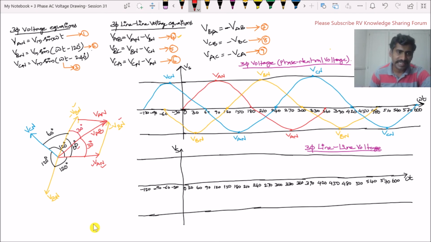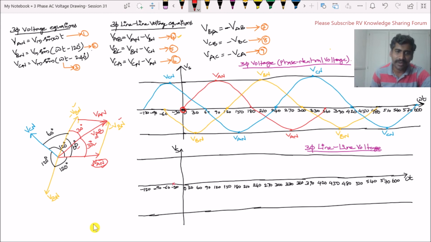If you look at this phasor diagram, this line voltage VAB is ahead of the phasor VAN by 30 degrees. That means our line voltage VAB starts 30 degrees before the commencement of our phase voltage VAN. So let us draw that VAB. If you look at this phase to neutral voltage, our VAN starts at 0 degrees, which I am marking in red color. According to our phasor diagram, our VAB should start 30 degrees before the commencement of VAN. That means our VAB should start at minus 30 degrees.